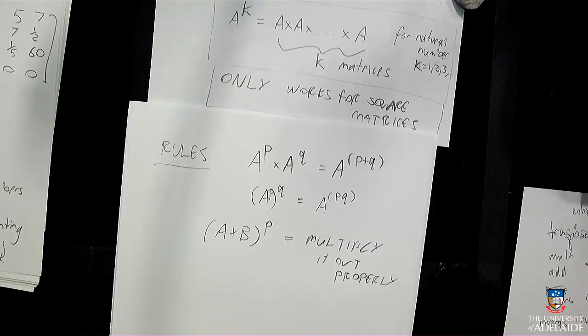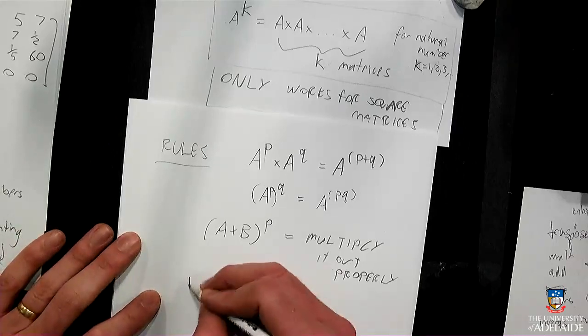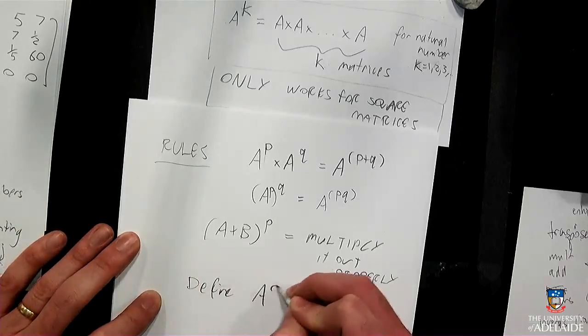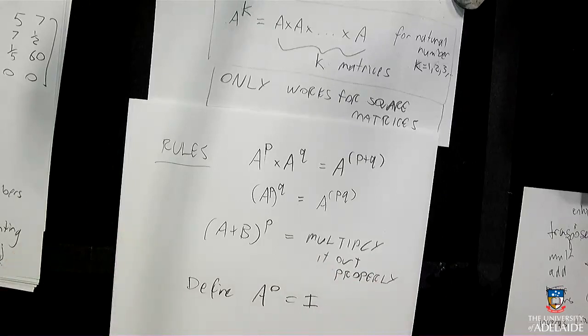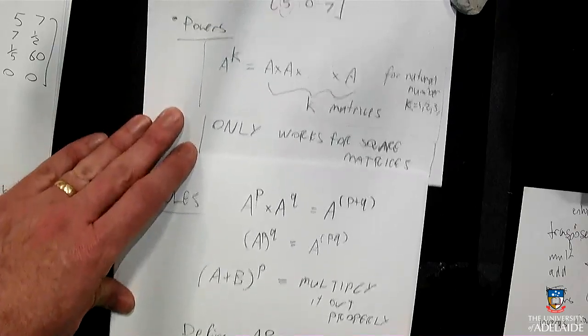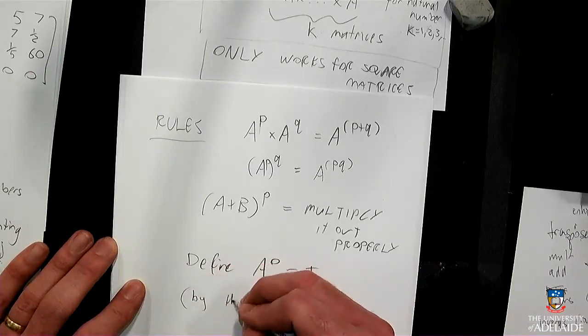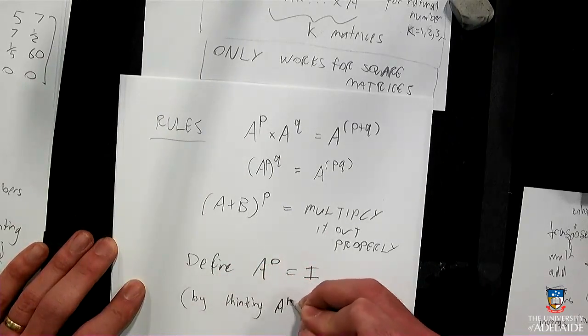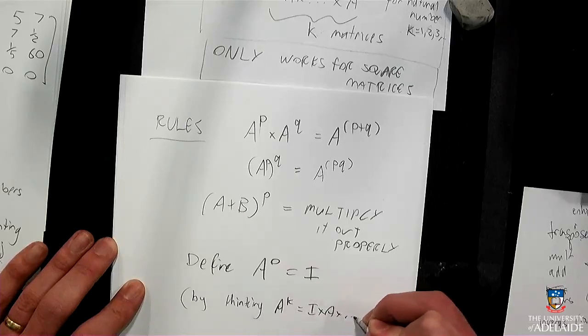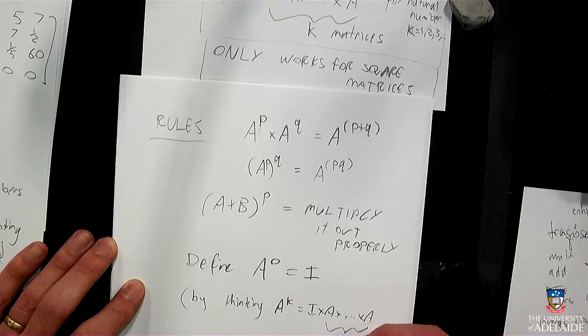which was the number that we multiply things by to not change them. So we are going to define matrix to the power of 0 to be the identity. Just because, and that's probably just not going to come up in most introductory matrix things, but it's just worth pointing out. We define it that way because we sort of imagine that a to the k is I times a times a, where there are k a's.